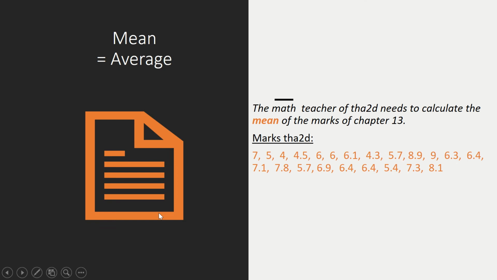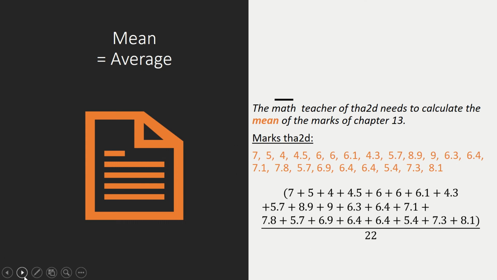If you're going to calculate the mean, you're first going to add all the numbers and then divide by the total amount of numbers. So how do you need to write this down? You're writing it down like this. First you add every mark of the class, and there are 22 marks in total, so you divide it by 22. That is 6.4. Don't forget to write down your conclusion. So the average of the math test of TH2D is 6.4.